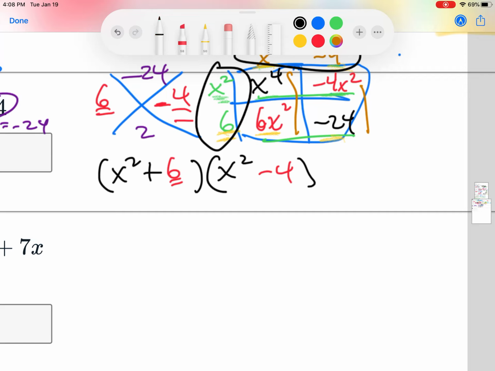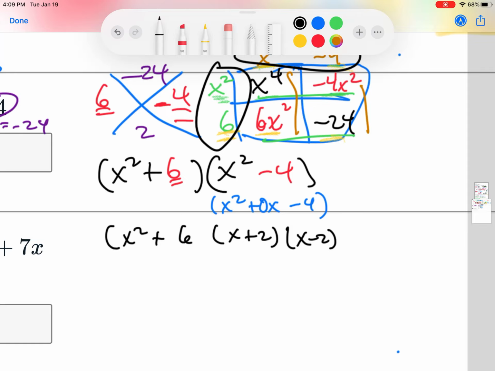You have to do it again. You have to start recognizing the difference of squares. If you don't, put a placeholder 0x, and then when you factor that, that one's just going to be x plus 2, x minus 2. All right, so this is the answer.